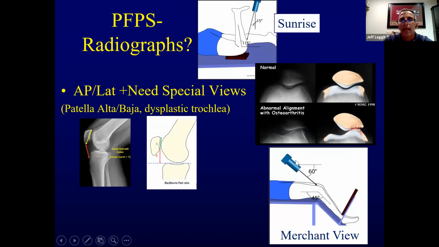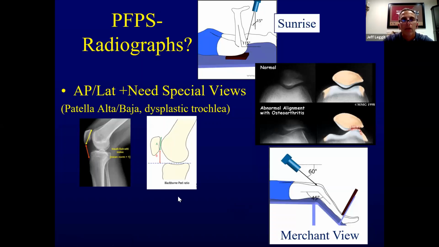I realize these are static views, and there are now dynamic CTs and dynamic MRIs where we actually see the patella as it moves all the way through flexion and extension. As those become a little less cost prohibitive and a little easier to do, that may be something we're doing a little bit more often.